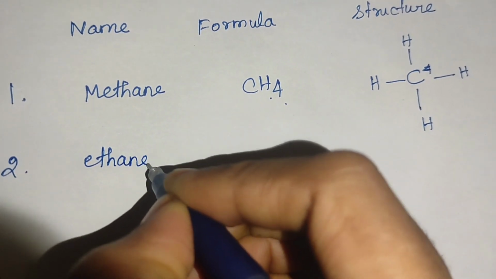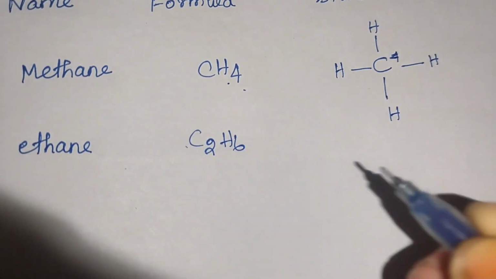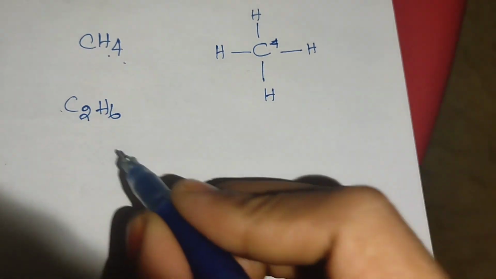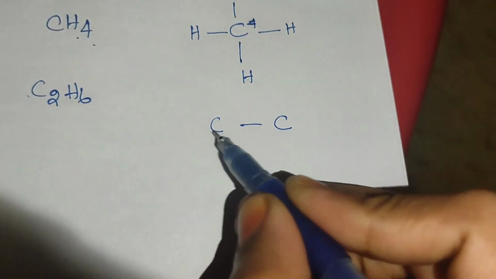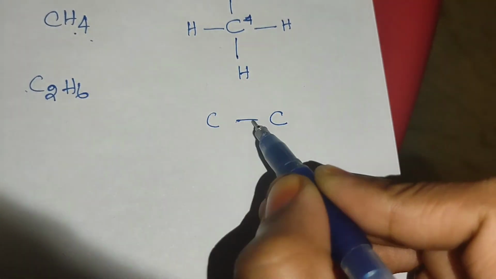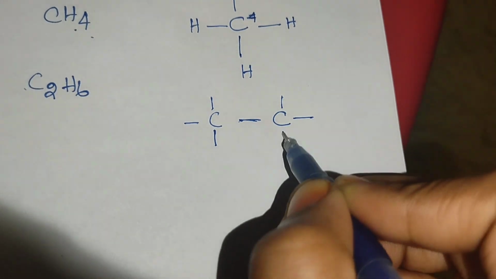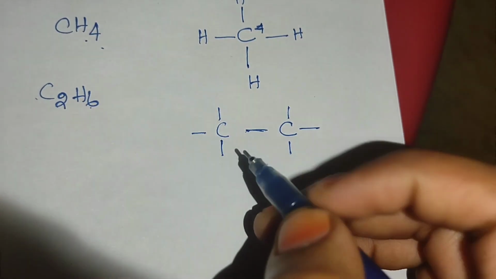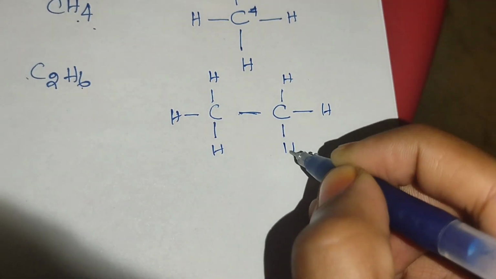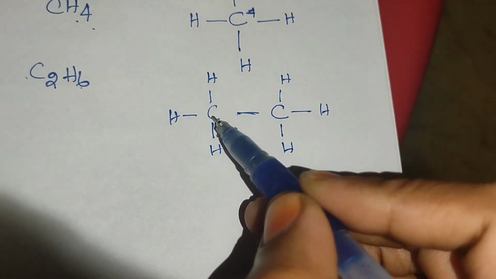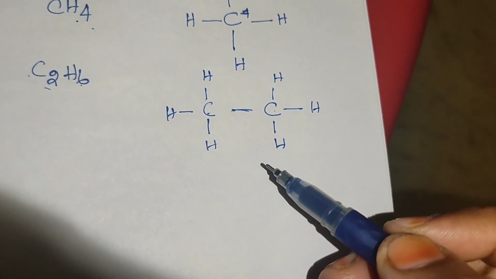Ethane. What is the molecular formula for ethane? C2H6. 2 carbon and 6 hydrogen. Now write the structural formula. How many carbons? 2 carbons. Now complete the carbon valency. 1 bond is here, so balance 3 bonds: 1, 2, 3. Now fill the hydrogens: 1, 2, 3, 4, 5, 6. Now everything is complete. 2 carbon and 6 hydrogen, and carbon valency is also completed. So this is the structure for ethane.